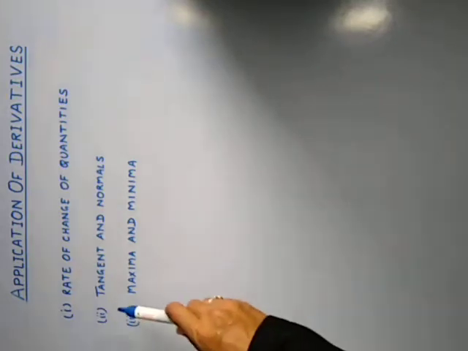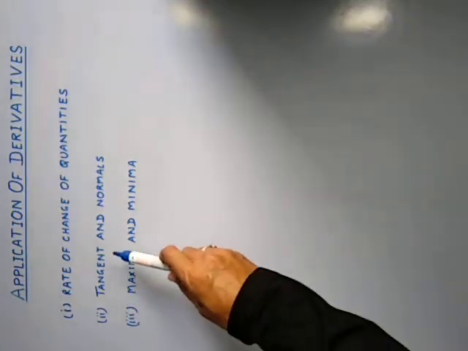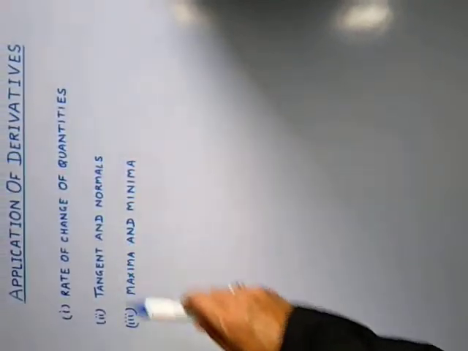Number 1, to determine rate of change of quantities. Number 2, to find the equation of tangent and normals to a curve at a point. And number 3, to find turning points on the graph of a function, that is maxima and minima. So today we will discuss rate of change of quantities.